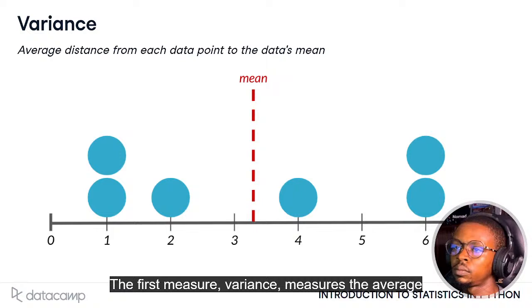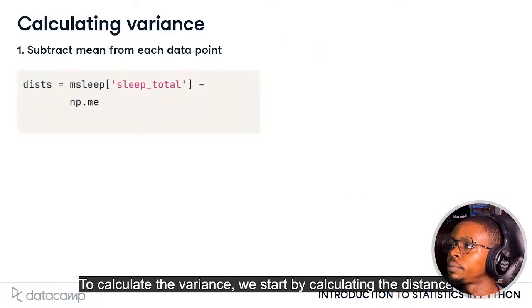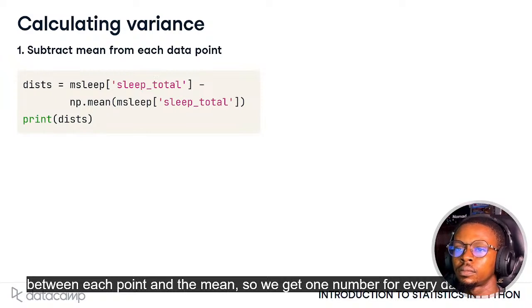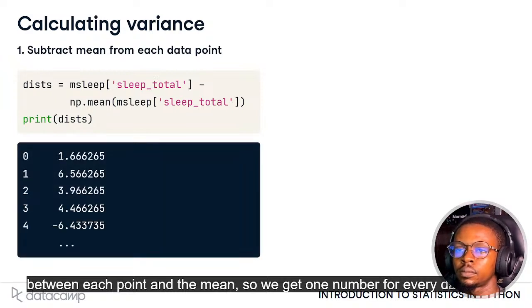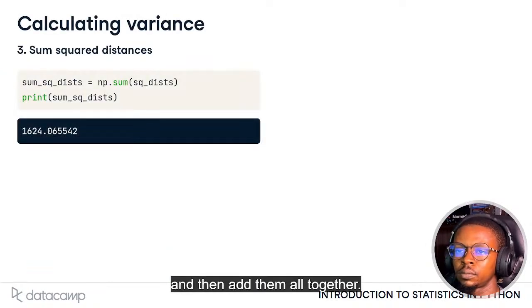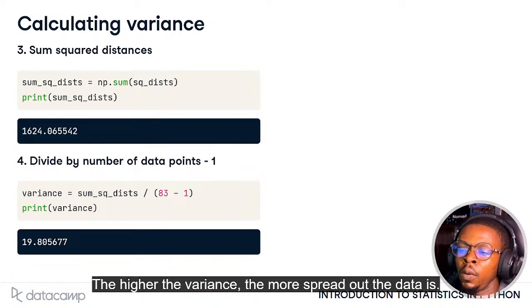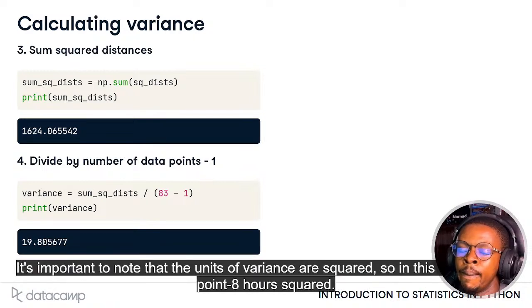The first measure, variance, measures the average distance from each data point to the data's mean. To calculate variance, we start by calculating the distance between each point and the mean, so we get one number for every data point. We then square each distance and add them all together. Finally, we divide the sum of squared distances by the number of data points minus 1, giving us the variance. The higher the variance, the more spread out the data is. The units of variance are squared, so in this case, it's 19.8 hours squared.